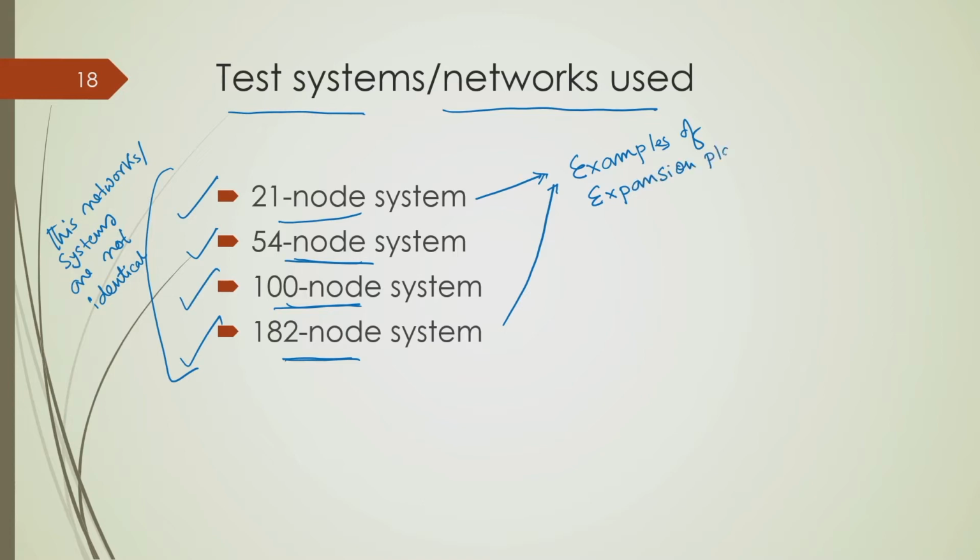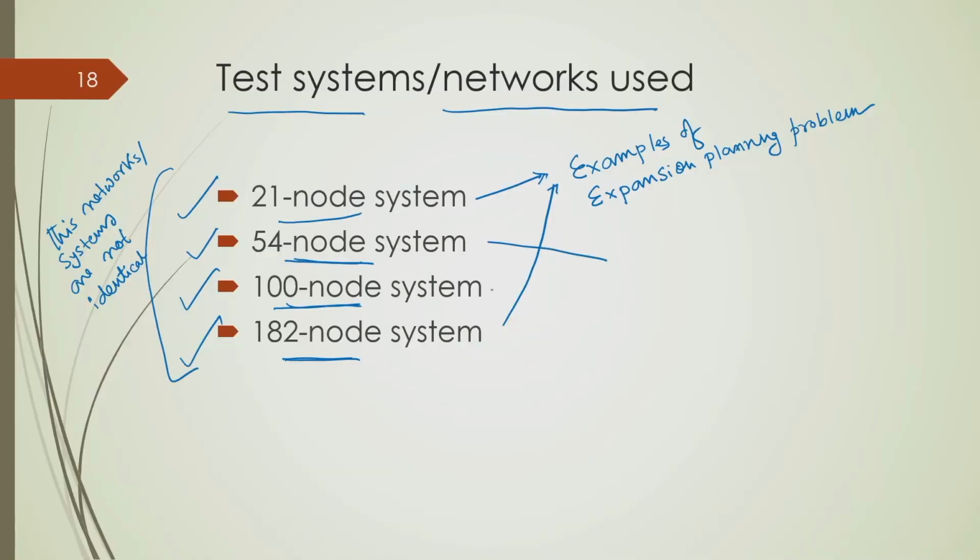Expansion planning problem. As I said, there are 2 types of problem possible. One is static planning, another is dynamic planning. In dynamic planning, we have a category where we need to expand the network.